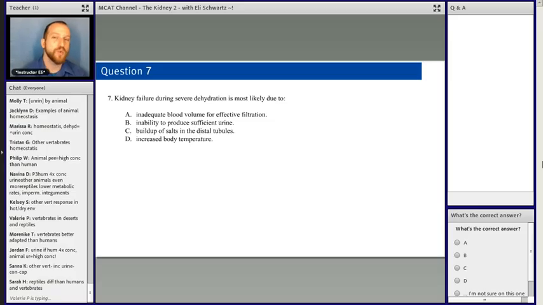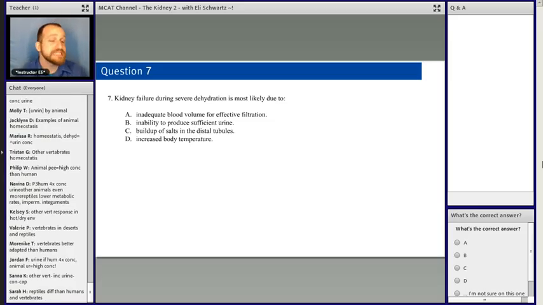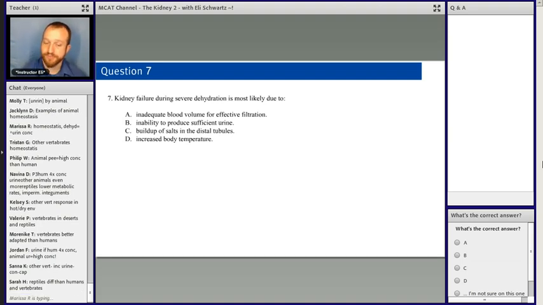It wants to know what is due to. It could be very easy in a problem like this to accidentally match to a consequence. So remember, we don't want to go from kidney failure, dehydration to a consequence answer. We want to know what caused it.